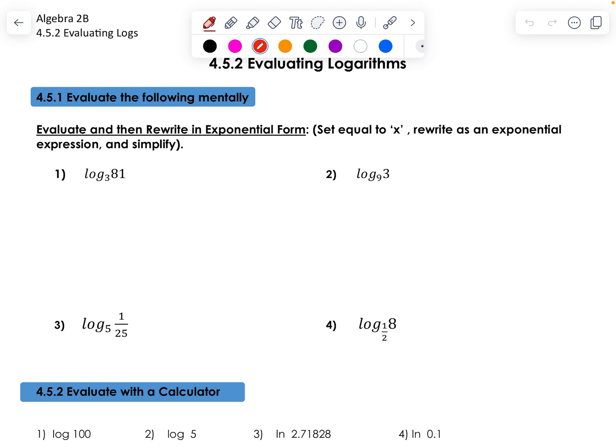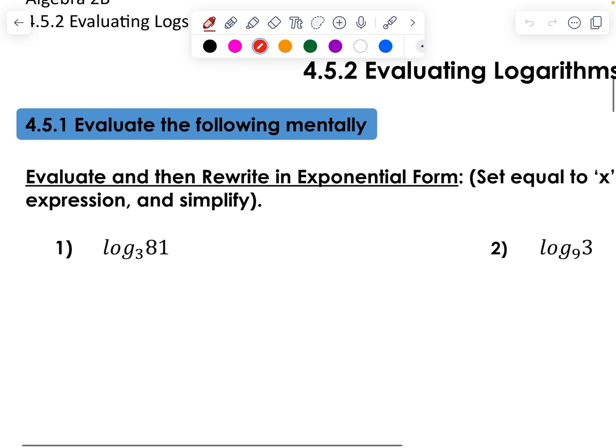So in the previous lesson, we learned what a logarithm is. A logarithm represents an exponential function where x is in the exponent, and you're trying to solve for that value. So they're kind of inverses of each other. So today we're just going to practice evaluating.